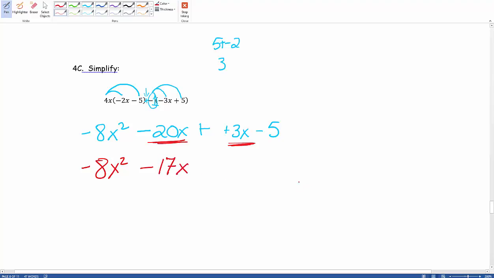17x's. Because again, if you owed 20x, because it's negative, but you pay off 3 of those x's, we would end up then with just owing negative 17x's then. And then lastly, nothing can be combined with this negative 5, so it just drops down as well. So this would be our final simplified version. Again, that is problem 4C from our target 2.